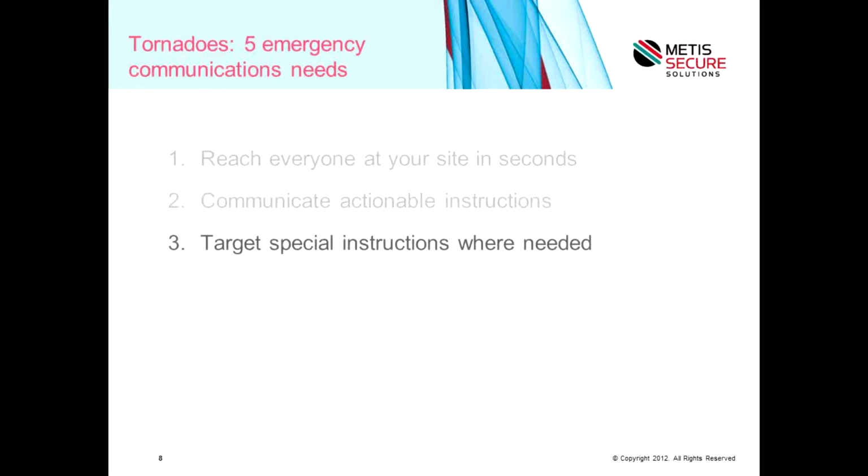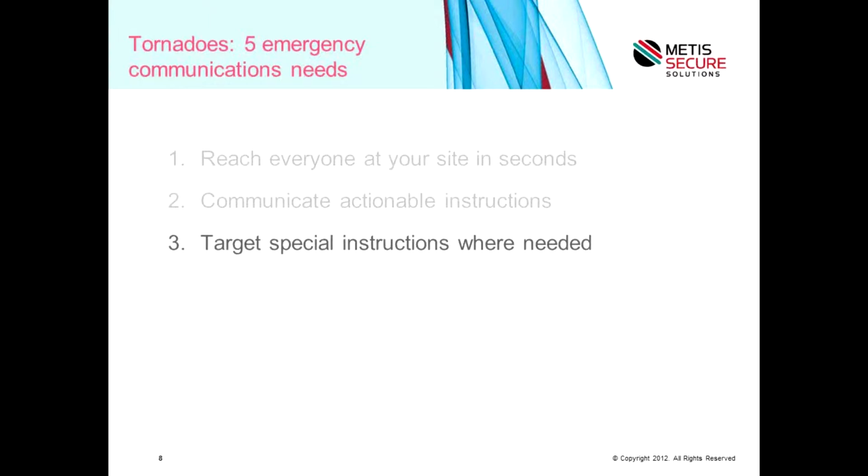The third thing you need your system to do is target different instructions to different locations simultaneously. If you have a very small site, this probably isn't necessary. But at a large site, you will likely want to broadcast different instructions to different areas during a tornado warning. For example, if you have a site with large parking facilities, you may want to provide special emergency instructions to anyone in those areas. A vehicle is a dangerous place to be in a tornado, but many people may attempt to get in their cars and outrun the storm.